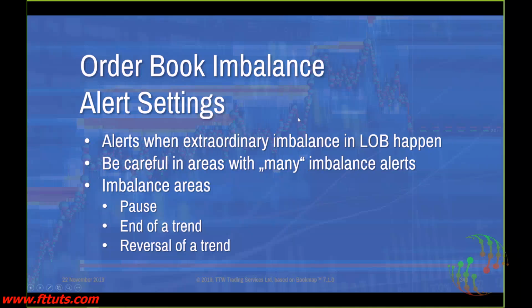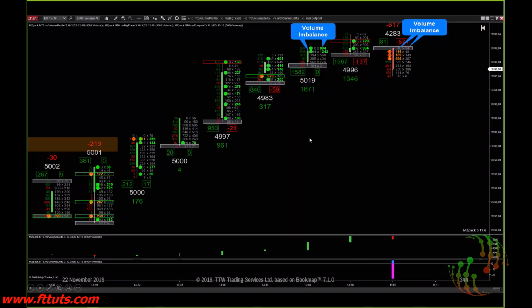The alert setting is quite helpful. It alerts you when an extraordinary imbalance in the limit order book happens. Be careful in areas with many imbalance alerts. This is my practical advice: imbalance areas indicate a pause, the end of a trend, or a reversal of a trend. Whatever footprint chart you have, it also has a kind of imbalance indicator in it.